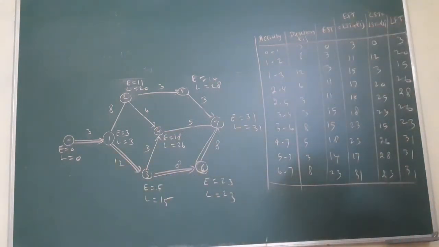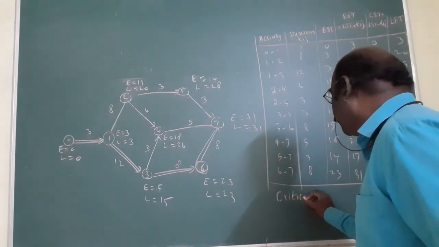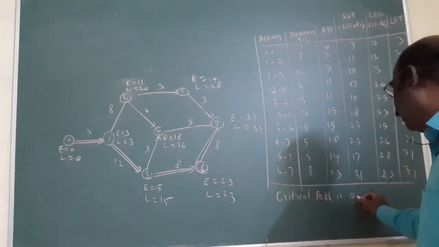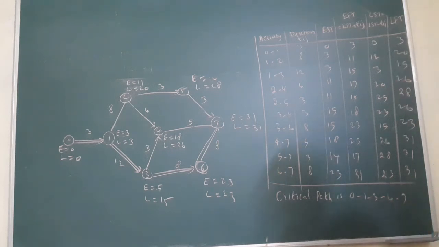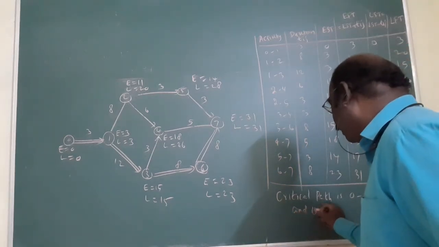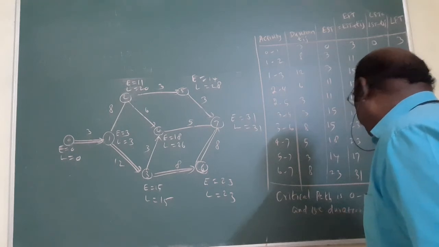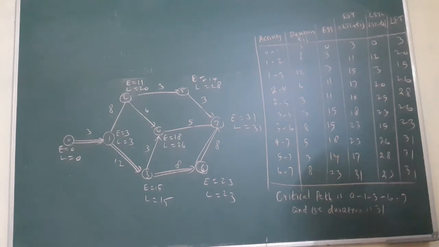Therefore, the answer is, the critical path is 0 to 1, again 1 to 3, 3 to 6, 7. 0, 1, 3, 6, 7. And the duration is 31. Okay? The total duration is 31. That is the answer. This is only what is asked. This is part of our question.